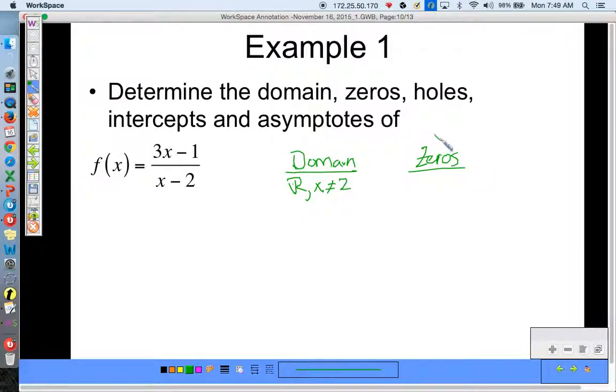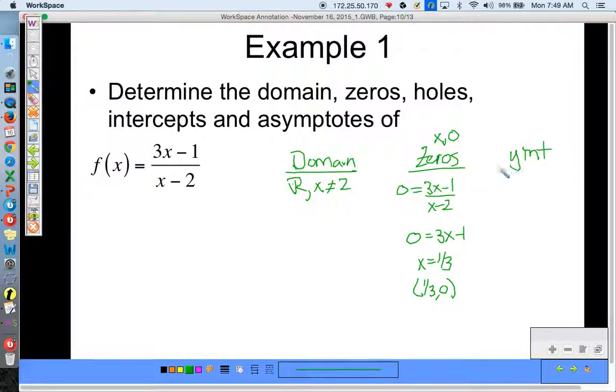And again, this is of the form x, y is 0. So when does 0 equal 3x minus 1 over x minus 2? That would be when 0 equals 3x minus 1, the numerator. So x equals 1/3. So we have the coordinate 1/3, 0.